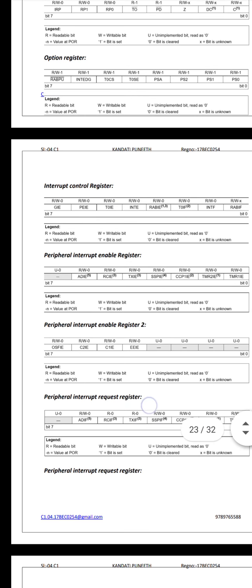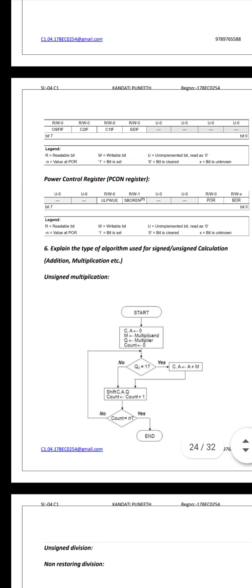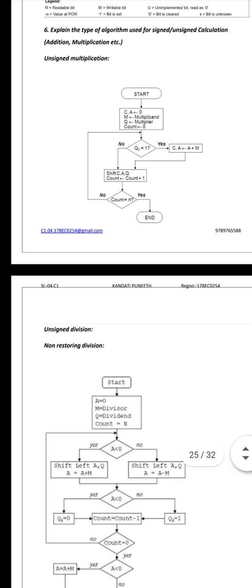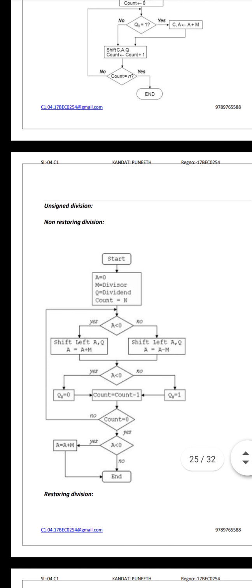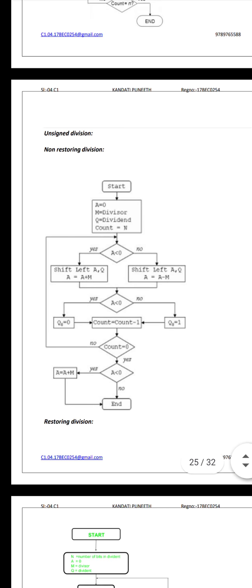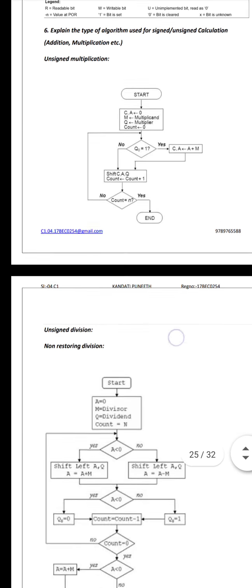And coming to the end, there is a sixth question. Explain the type of algorithm used for signed and unsigned calculation. This is the diagram of the unsigned multiplication, and this is the unsigned division, non-restoring division, and this is the restoring division. There are the two types, unsigned and signed.